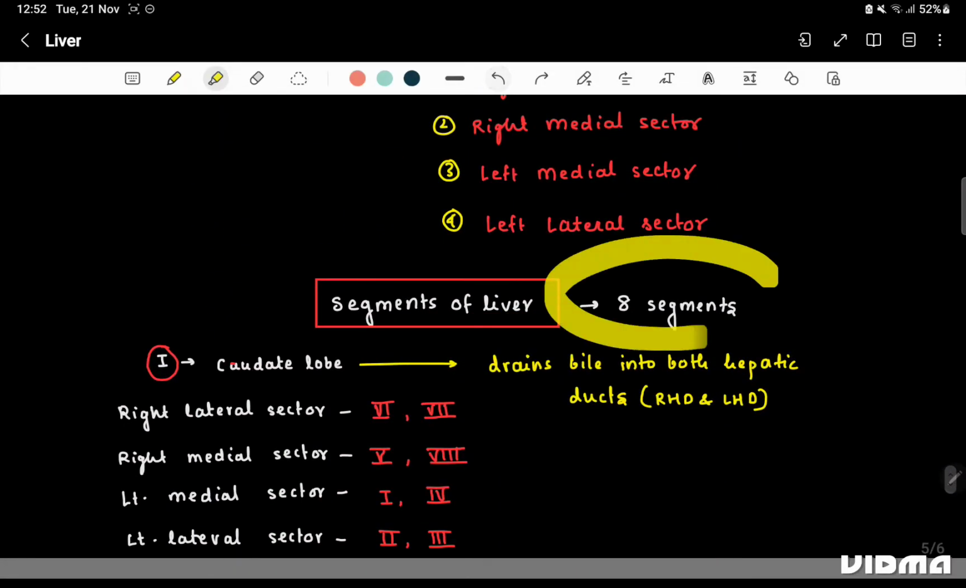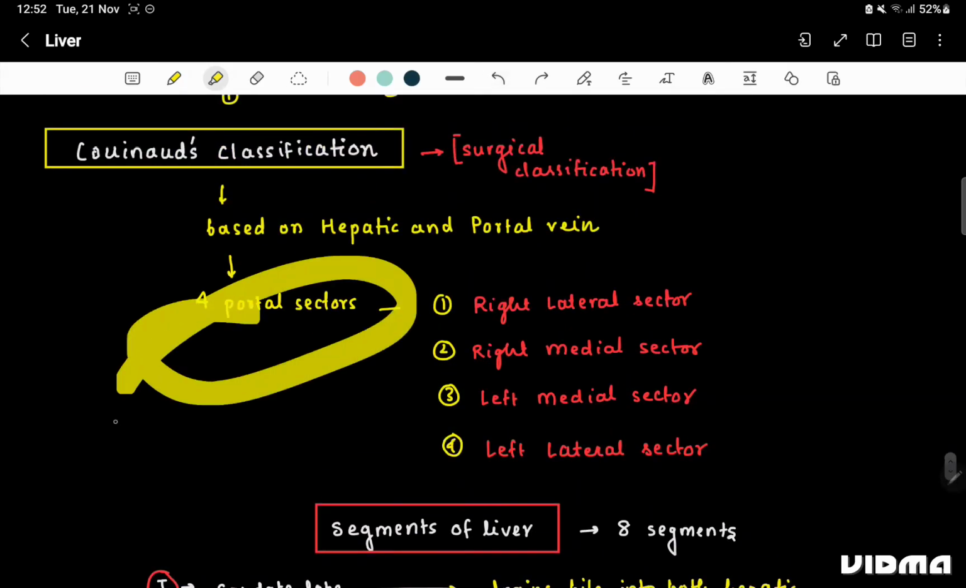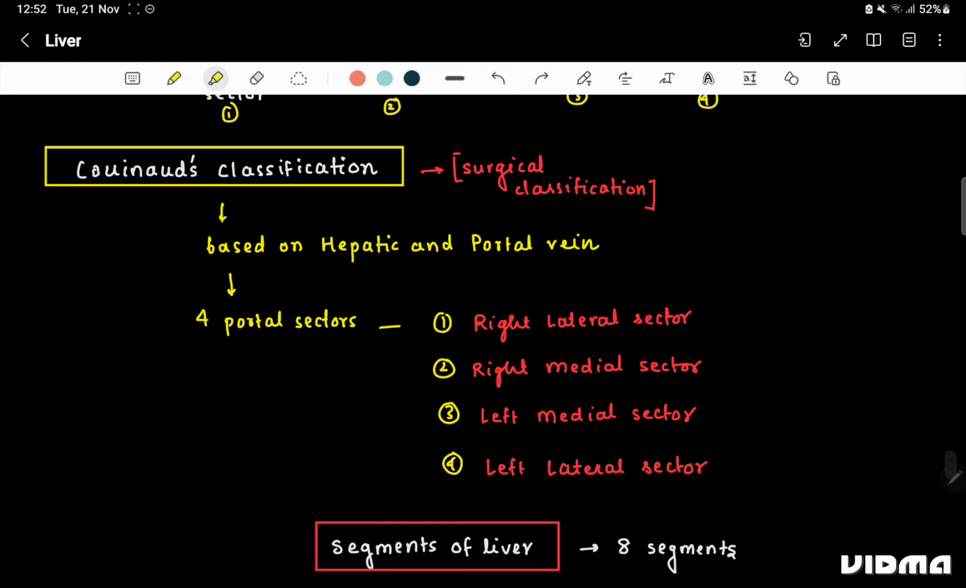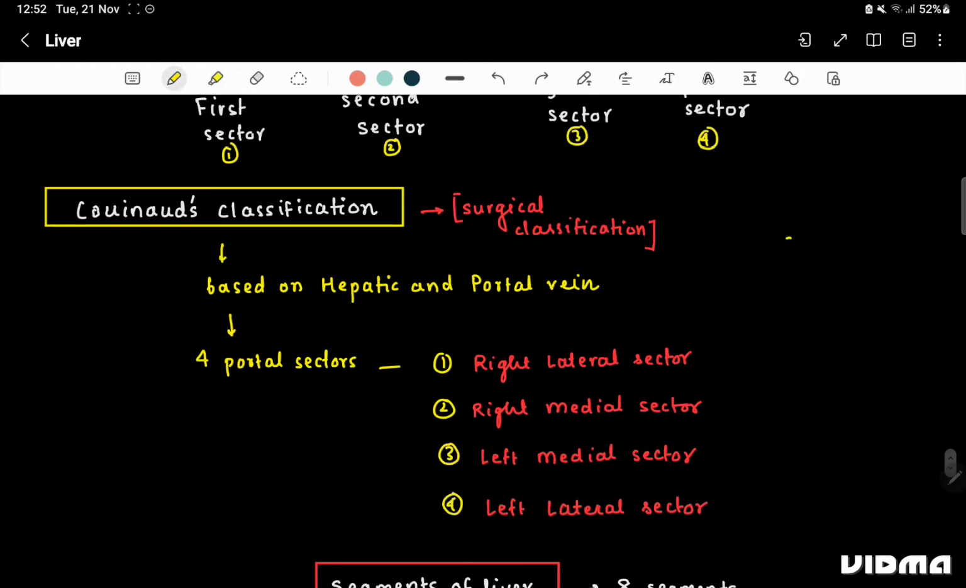Talking about the segments, we have 8 segments. We have 4 lobes, 4 portals, 2 sectors. Just discussing the surgical classification. Let's talk about the surgical classification. What we have is 2 lobes. Don't say segments, you can say lobes. 2 lobes of the liver, that is your left surgical lobe and your right surgical lobe.